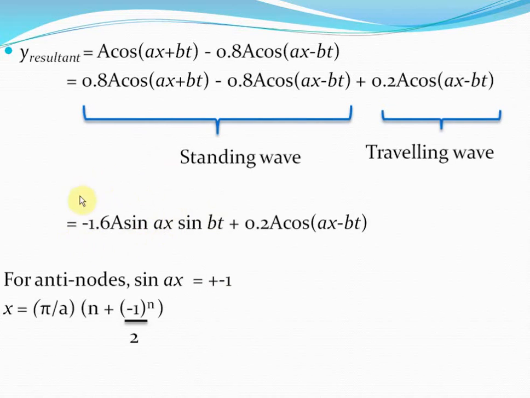The second part of the question was to find the direction of the travelling wave. Now clearly this is a wave travelling in the positive x direction, because any wave of the form ax plus bt travels in the negative x direction, and any wave of the form ax minus bt travels in the positive x direction. Therefore, the direction of the travelling wave is positive. That was simple, wasn't it? This question was clearly concept based.